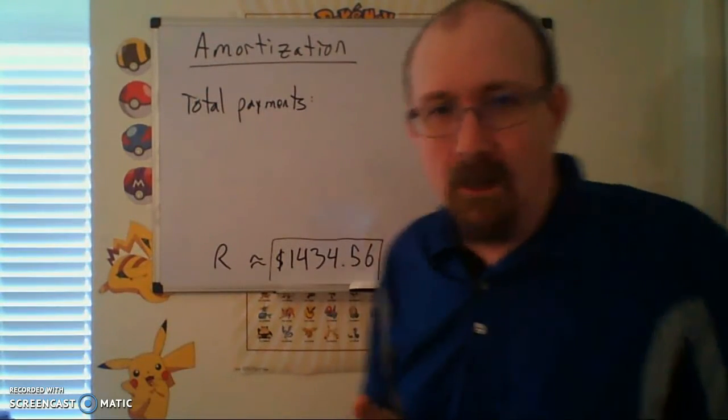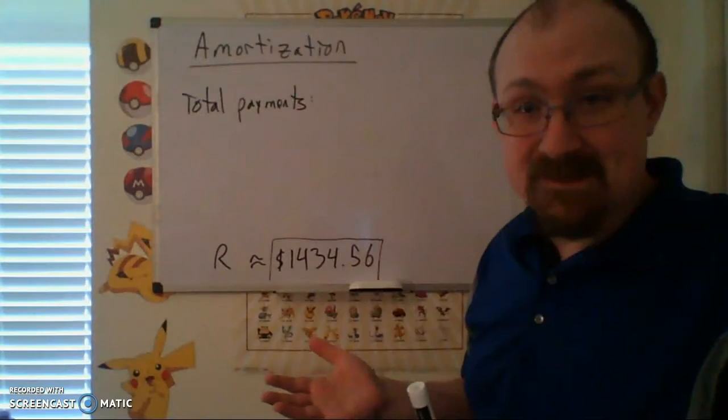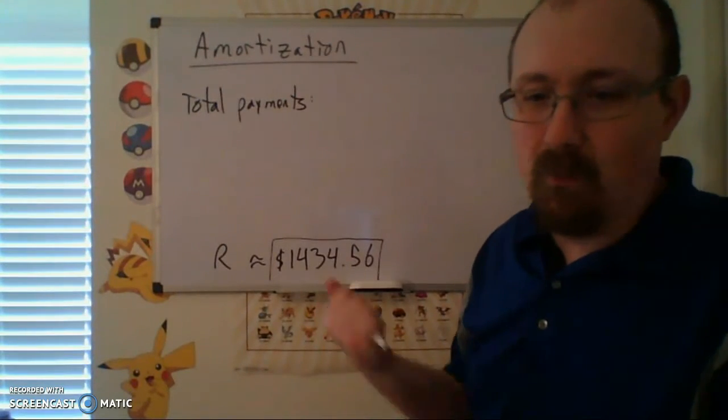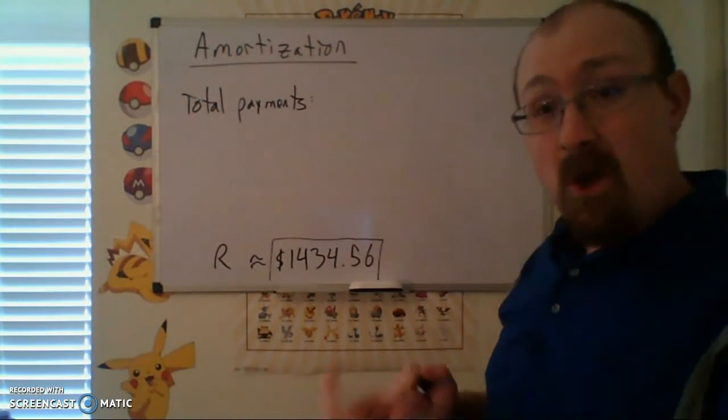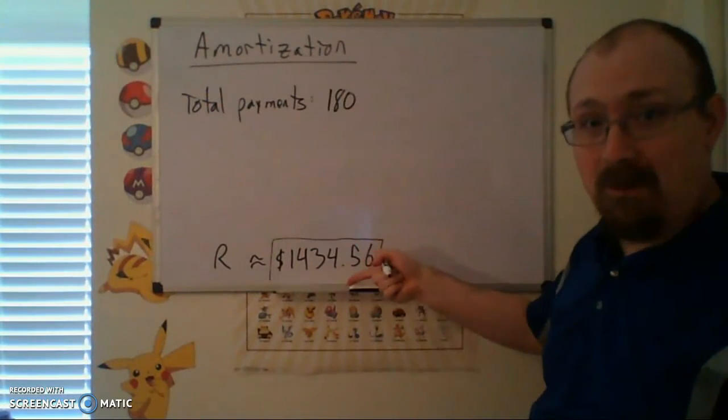Anyway, so we want to work out the total amount of the payments that this family ends up having to make over the course of their mortgage's lifespan. So we know how many payments they're needing to make, 180. We know how much each one of them is.